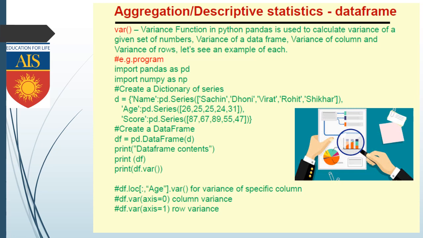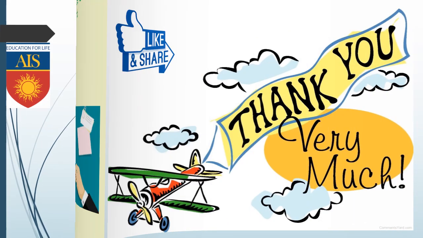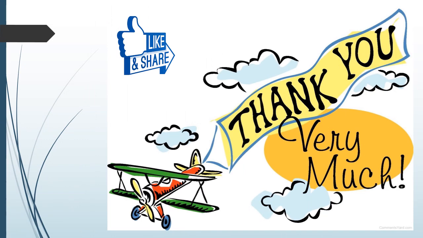df.var with axis equal to 0. Axis equal to 0 will indicate column variance. Then axis equal to 1 will indicate row variance. So 0 for column and 1 for row.